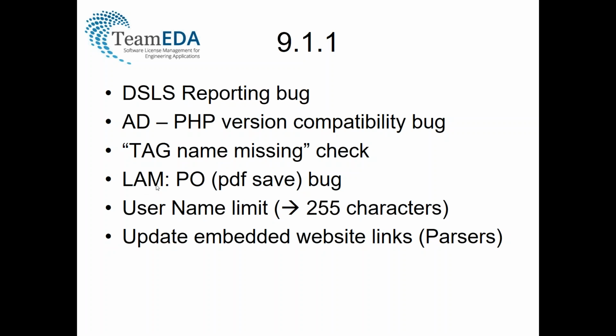On the LAM side, we found a bug in the PO section. The saving of PDF files wasn't working. We fixed that. We've also increased the username limit to 255 characters. I don't know what it was before, 64 maybe, but it wasn't enough. A customer wanted us to expand it, and this is fairly recent, so we just went ahead and upgraded the username limit to 255.